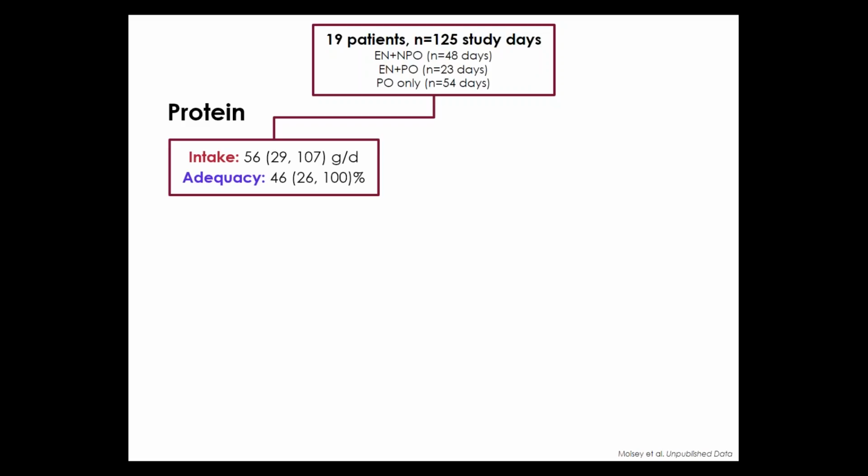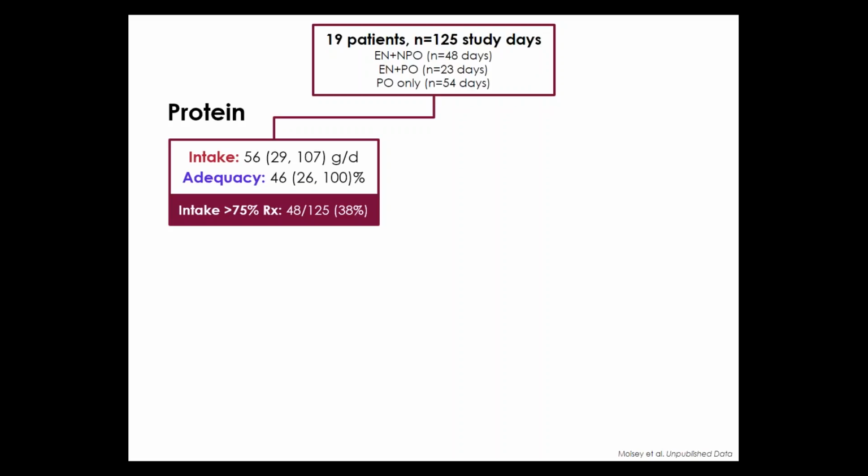So what did we show? Well, let's first look at protein intake. So if we lump together intake for all 125 study days, what we saw is that patients consumed a median of 56 grams of protein per day, and median adequacy of intake was only 46%, although you can see there's a wide range here. Again, this is the median and interquartile range. Now, when you look at the proportion of study days for which greater than 75% of estimated protein requirement was consumed, here you see that only 38% of the days this was actually achieved. So again, quite low in keeping with some of the previous findings.